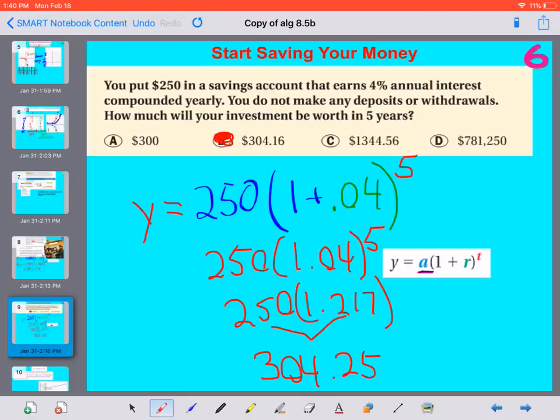I'm just going to re-enter this in my calculator to make sure that that is right. So I want to check my answer. And it gets me to $304.16. So you put $250 in. If you don't do anything with that money, after 5 years, it will be worth $304.16.